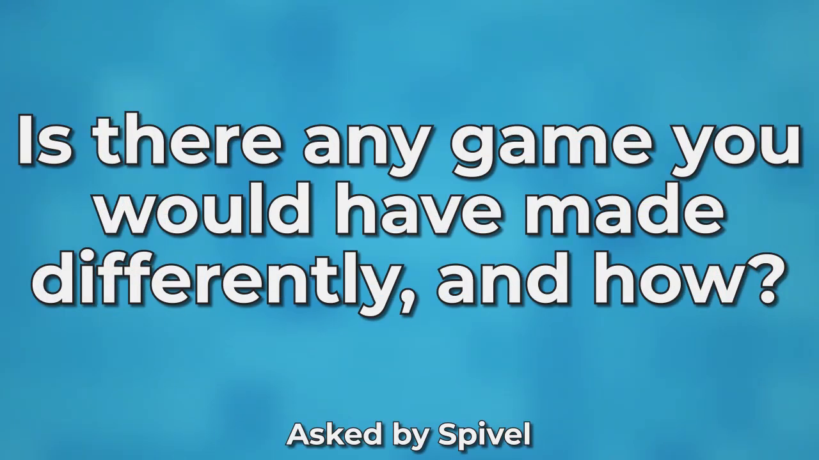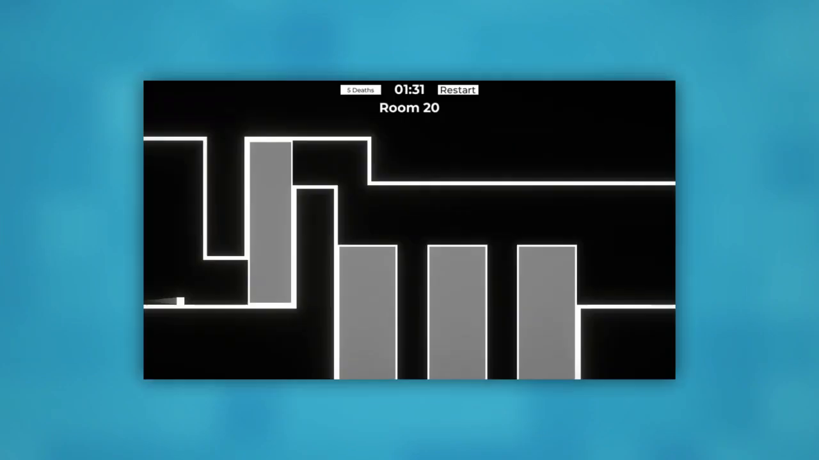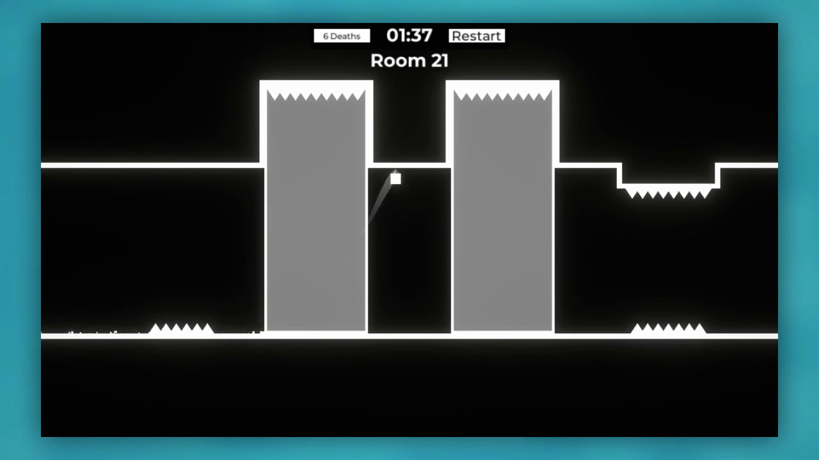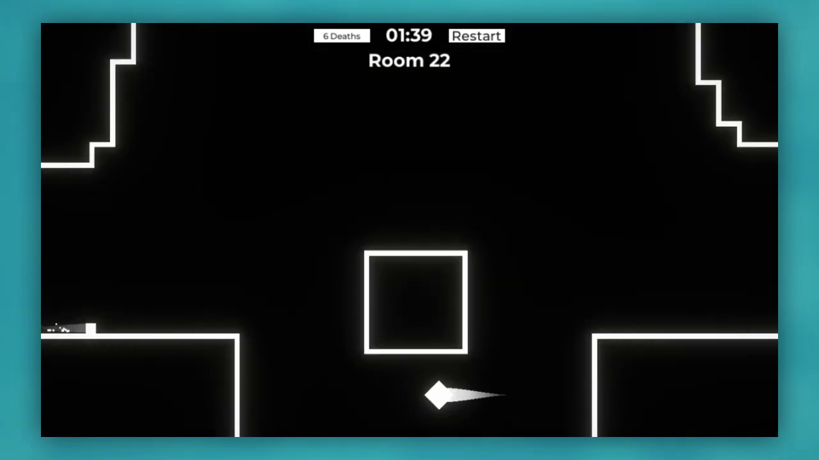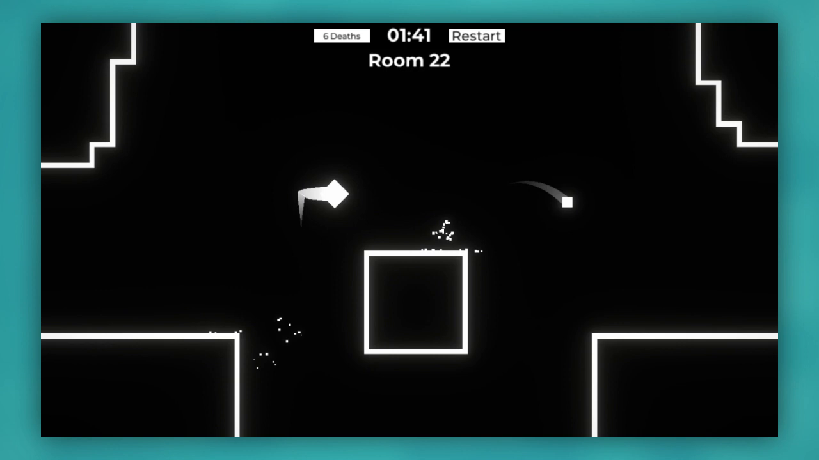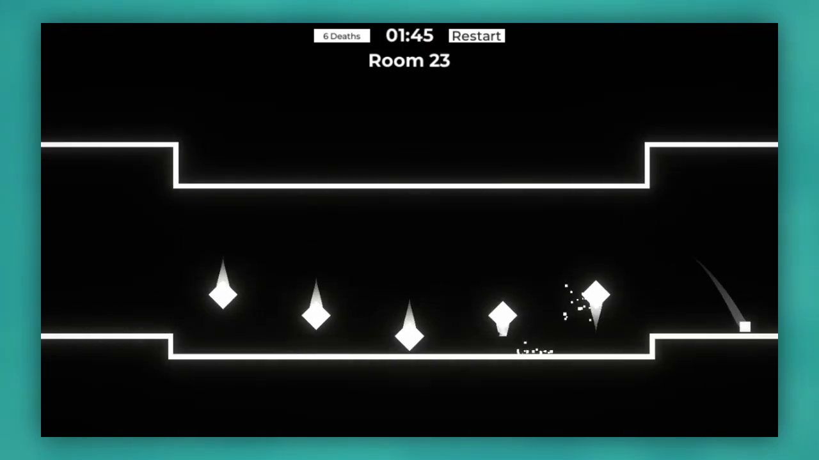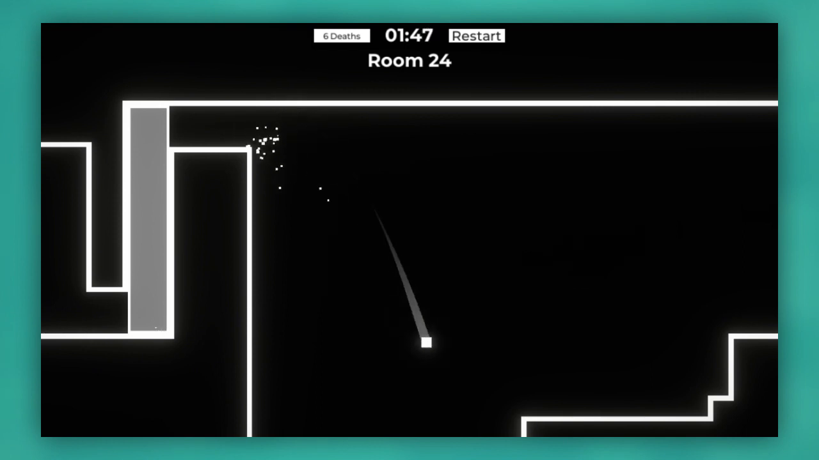Is there any game you would have made differently, and how? I guess I can see the big flaws in all of my projects, but for the most recent ones, and possibly the most popular one, I would have loved to create some online leaderboards for Minima. I think this would have increased the replayability value of it greatly, and also if I fixed that one double jumping bug everyone just keeps talking about.